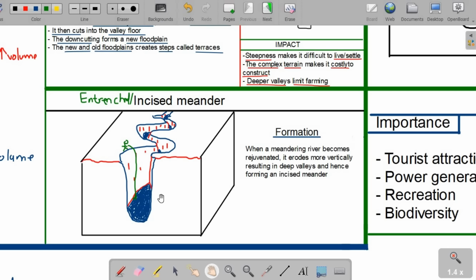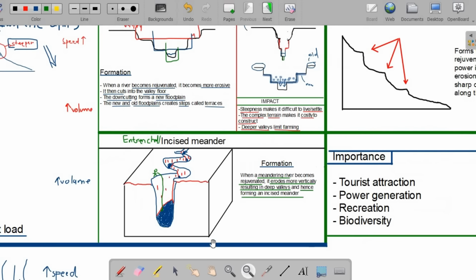So this is the incised meander. So we're saying that when you have a meandering river, and this meandering river becomes rejuvenated, it erodes more vertically, resulting in deep valleys, and hence forming an incised meander. Not very difficult to explain its formation.